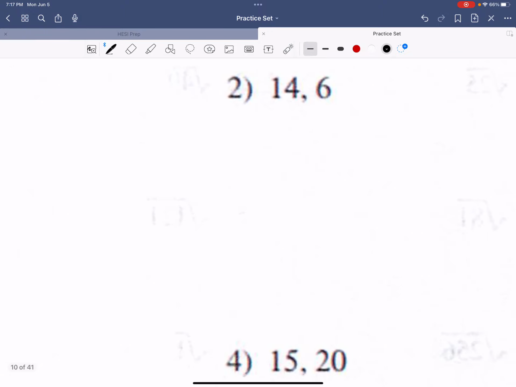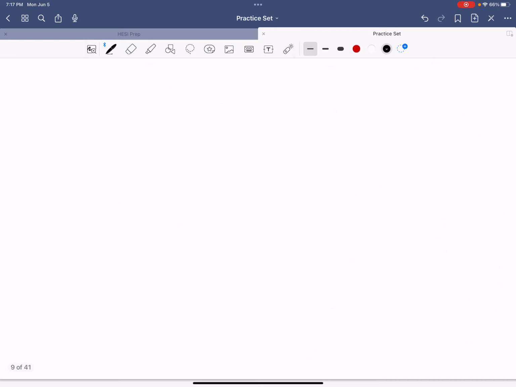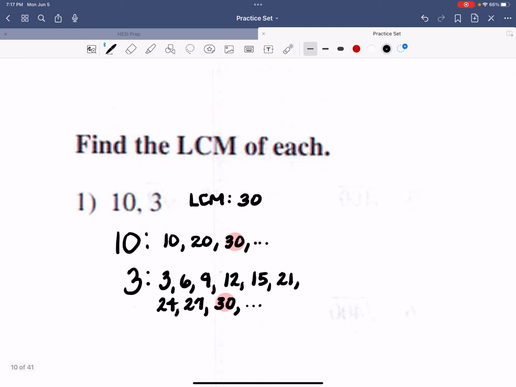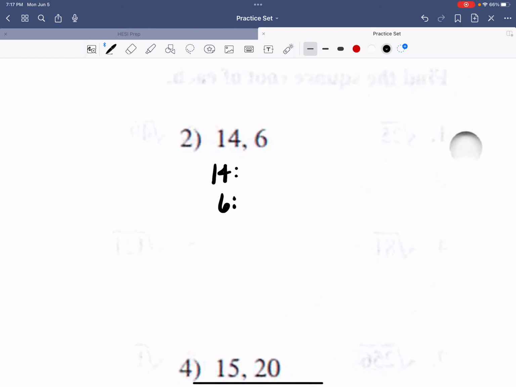Number 2, I'm going to make a line for 14 and a line for 6. I'm going to start with the smaller number. 6, 12, 18, 24, 30, 36, 42. I think that's it.